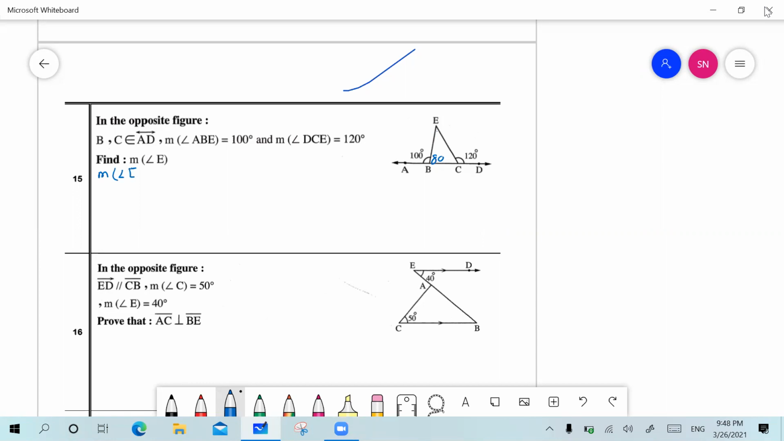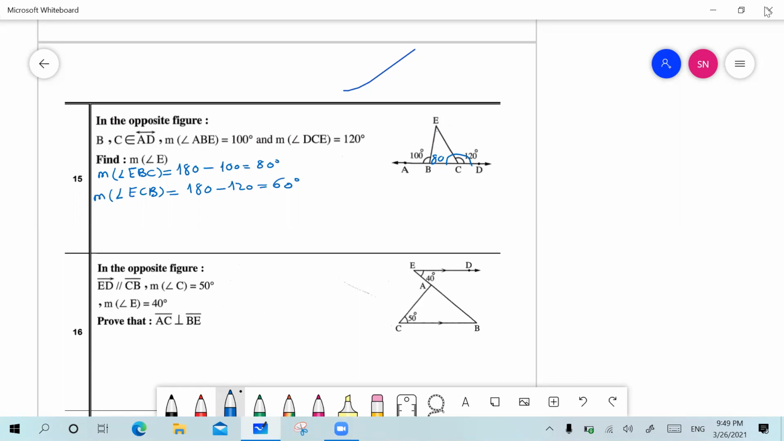So the measure of angle EBC is equal to 180 minus 100, so it is equal to 80 degrees. And the other angle, the measure of angle ECB, is also equal to 180 minus 120, so it is equal to 60 degrees, because they are also on the straight line. They are adjacent supplementary angles that sum up to 180 degrees. Okay, continue, my dear.